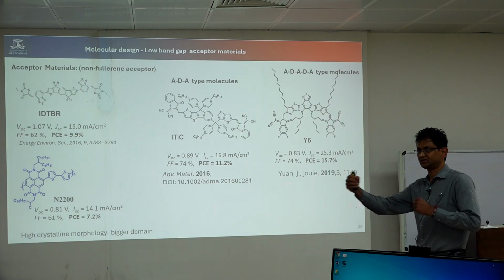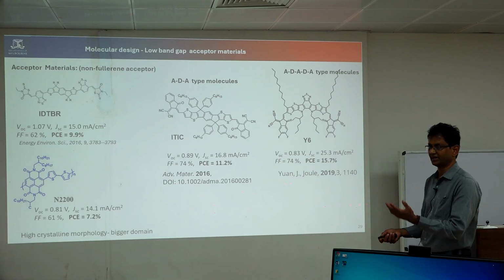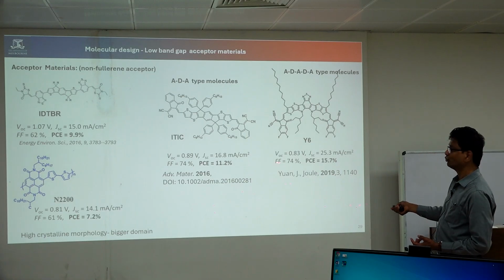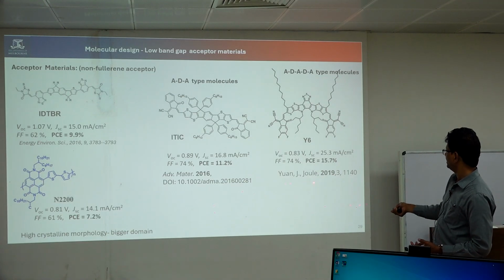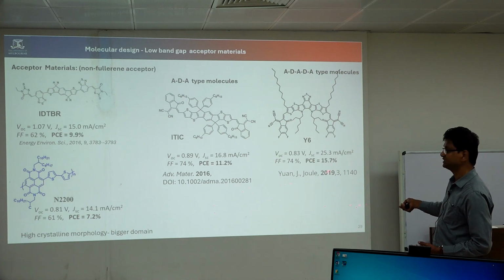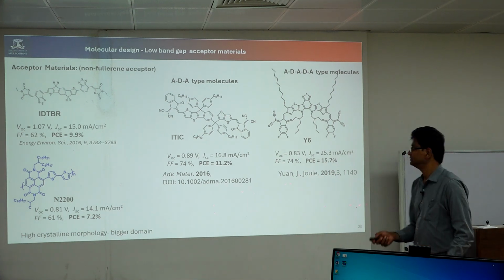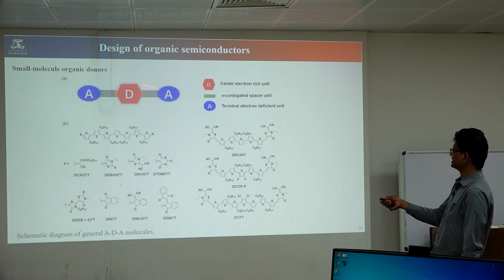Like the enhanced push-pull effect, that also decreases the band gap further. So with this effect, the band gap is very low. That's why we are getting improved device performance. When you go from the earlier type to the ADA type, the performance goes from 11.2 to 16%. You can see how much improvement is coming from the design. So this is about our ADA type donor and acceptor compound.